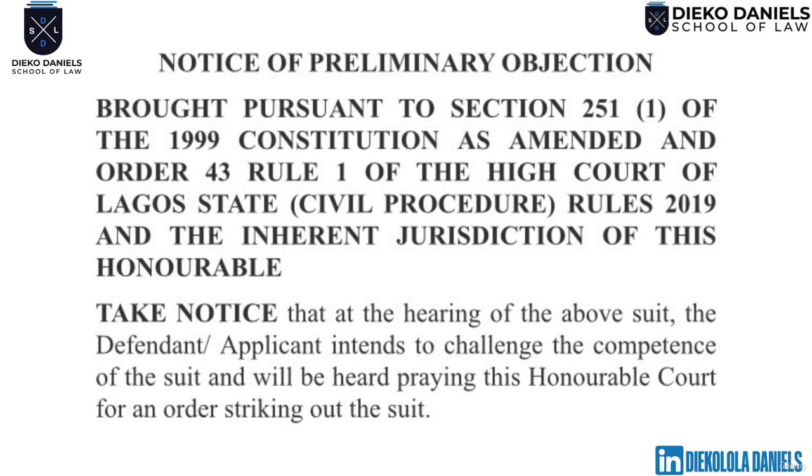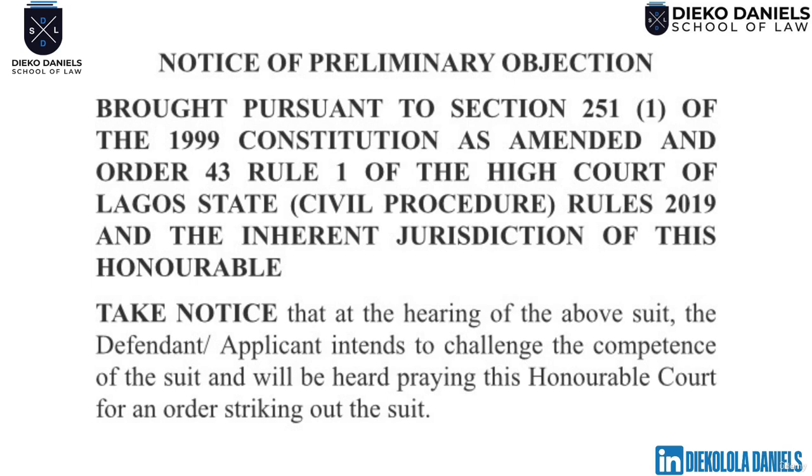Then we are bringing section 251, which is the Federal High Court section, the section that creates the Federal High Court and gave it jurisdiction. Section 251. So it is the section that is against that case that you now say, brought pursuant to section 251. My Lord, go and read section 251 to see that you don't have jurisdiction. And also, Order 43 of the Civil Procedure Rules, through which we have all applications brought, and under the inherent jurisdiction of this court.